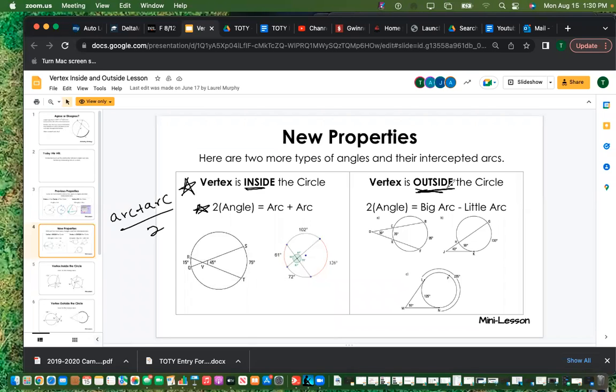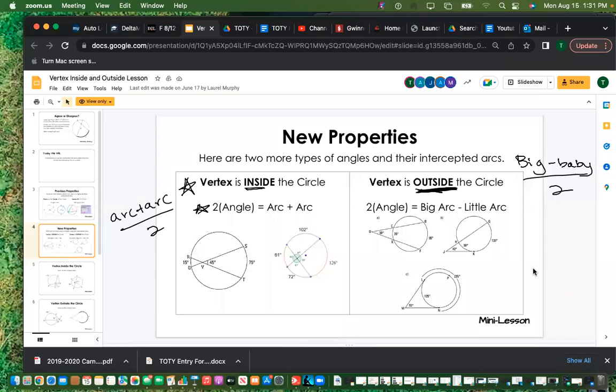If the vertex is on the outside, then you're going to do big arc minus little arc, and divide it by 2. The way I memorize this is I say big minus baby divided by 2. Take a moment, write those 2 things down.